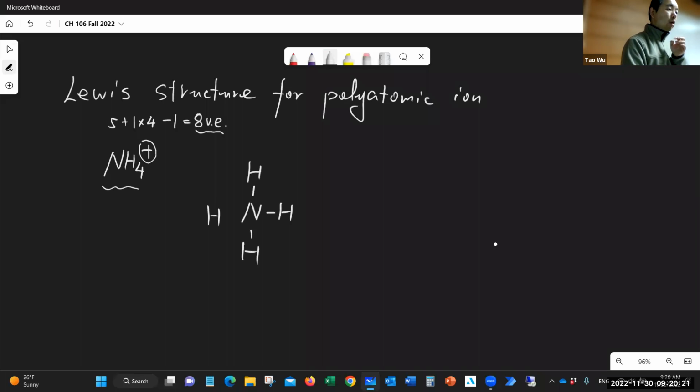And then you're just writing the dash. But the point is, this is not done yet. Remember, we have a 1 positive charge. And remember, when we draw the charge, what are we going to do? You're going to have a bracket for this Lewis structure and write the charge on the outside. And that is the Lewis structure for the polyatomic ion.